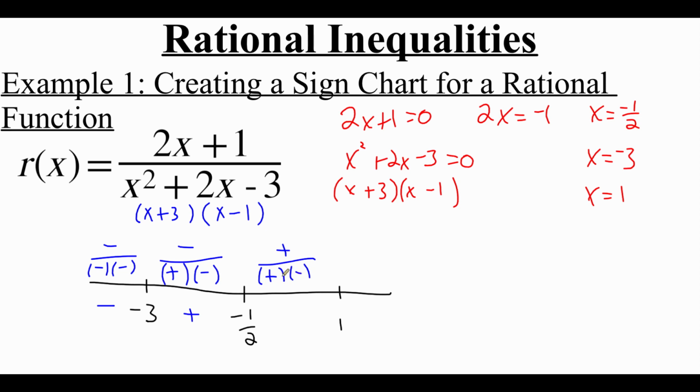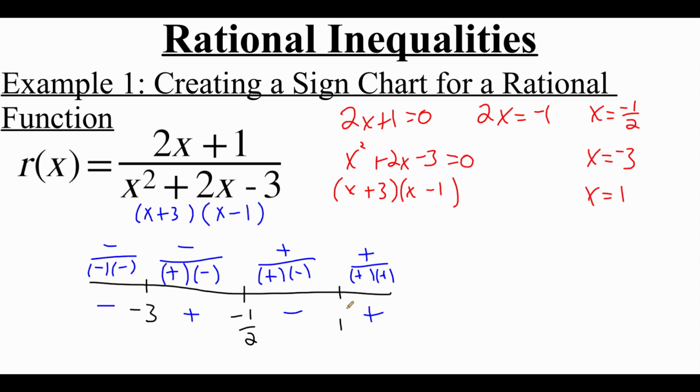So positive times negative on bottom gives me negative, and positive divided by negative is negative. And then if I plug in something to the right of 1, so maybe 2. If I plug in 2 on top, that'll be positive. If I plug 2 into my first factor, that'll be positive. And if I plug 2 into my second factor, that'll also be positive. And because all of these values in here are positive, my answer would be positive.